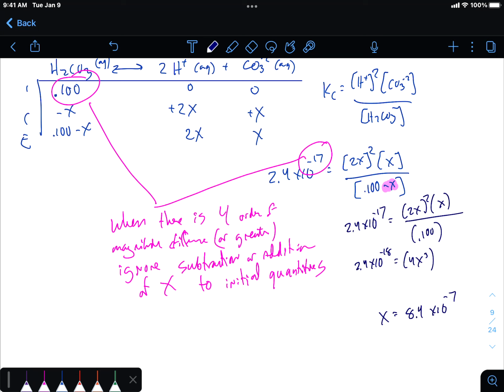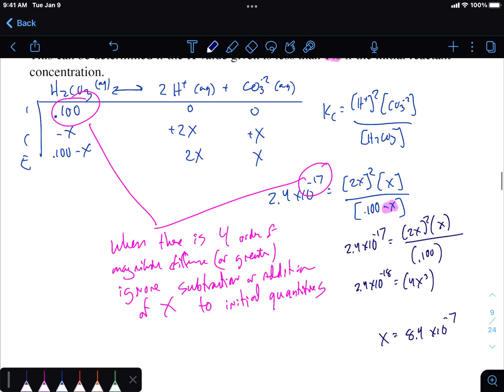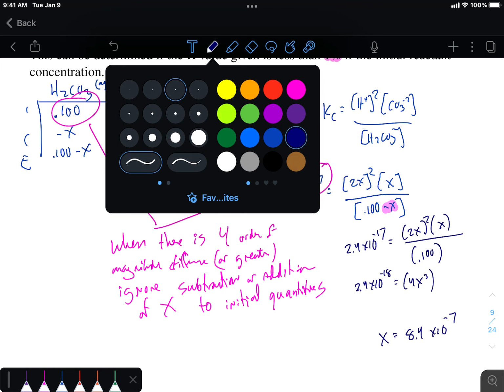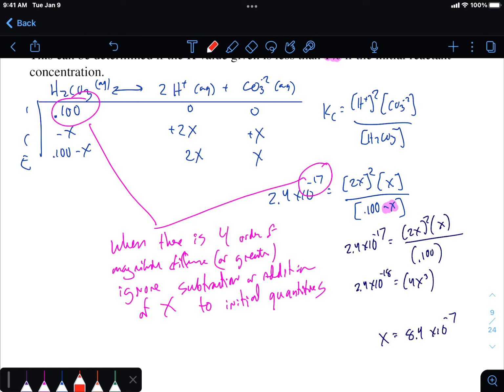x is 8.4 times 10 to the negative 7. Now we're going to use that to determine the concentrations at equilibrium, because really that's pretty much always the goal. So for CO3 2 minus, 8.4 times 10 to the negative 7th molar. For H plus, it's going to be twice that, 1.7 times 10 to the minus 6th. And the reactant is still 0.1.